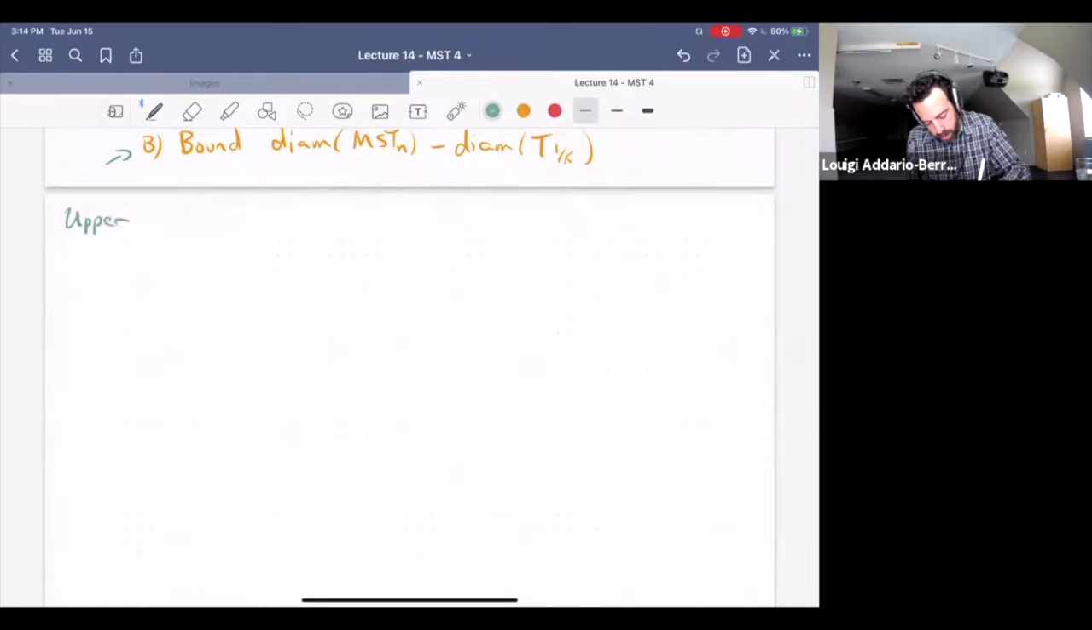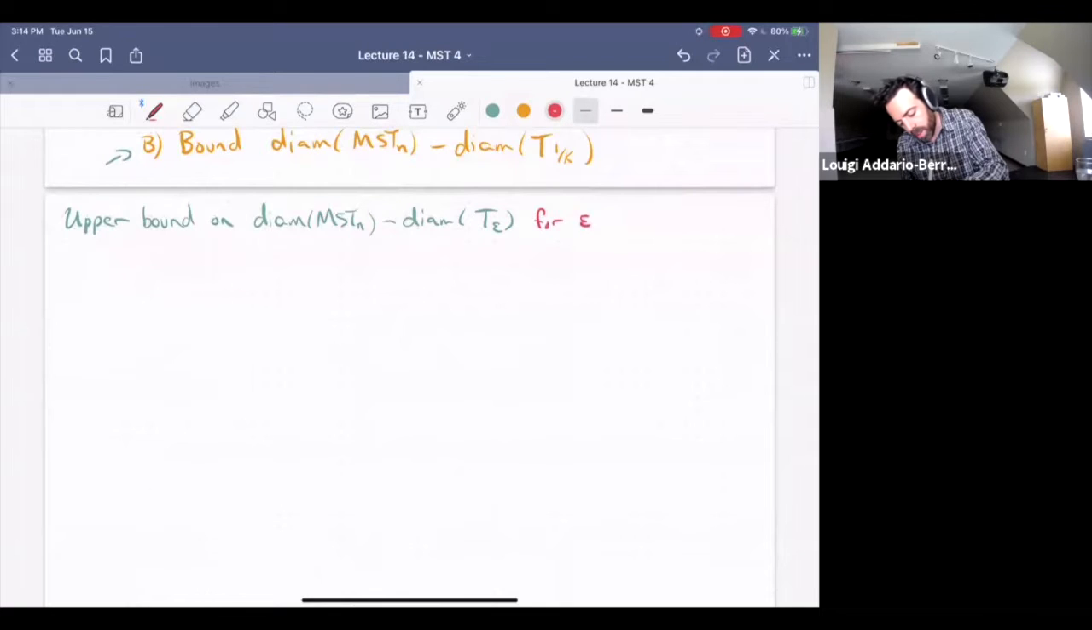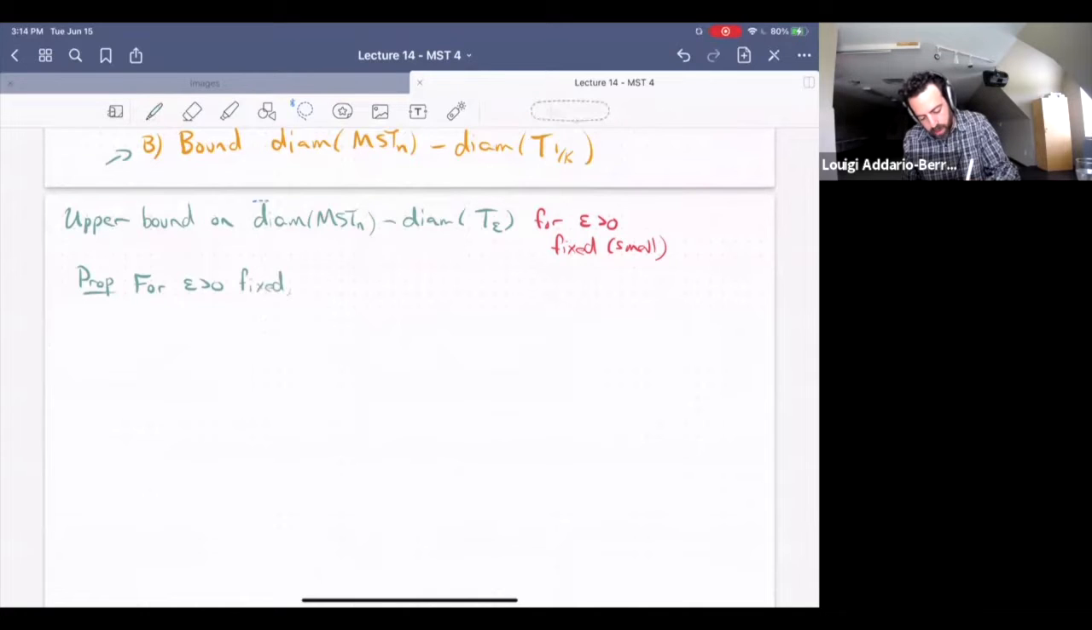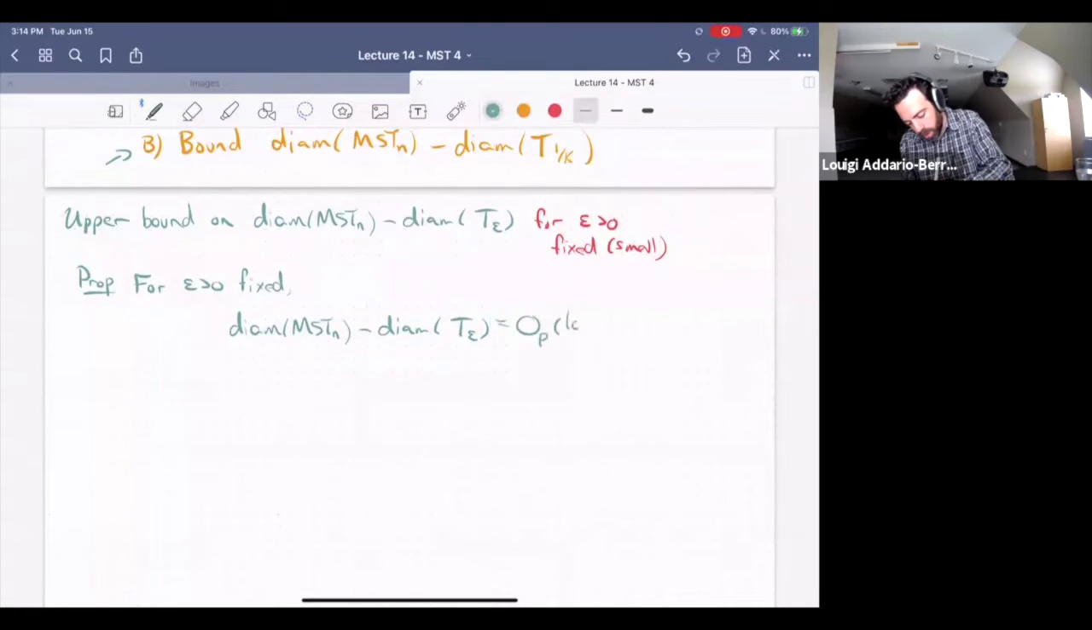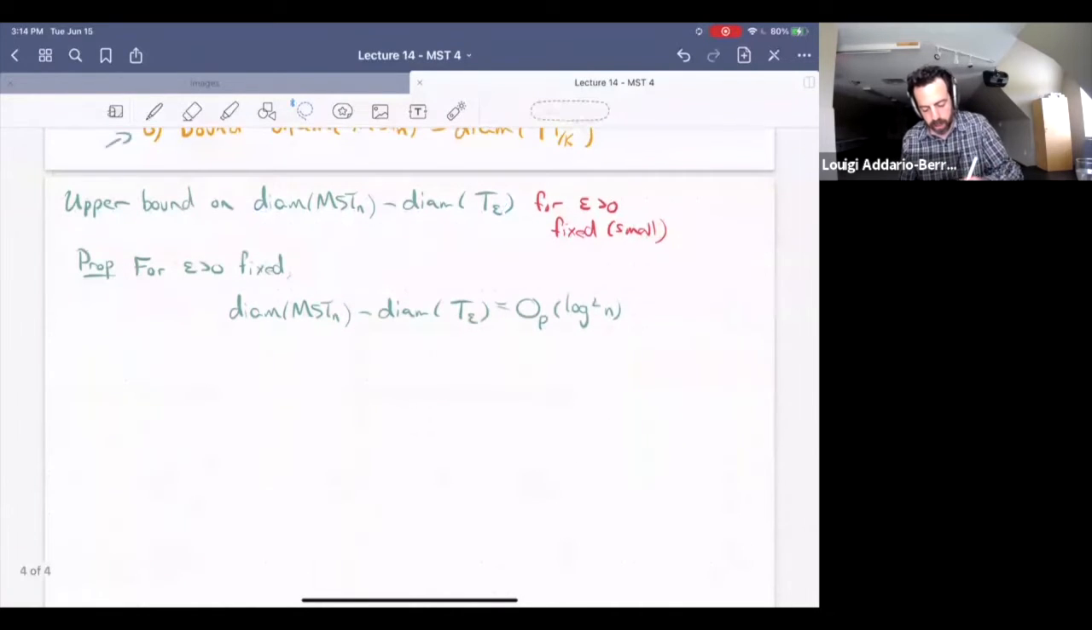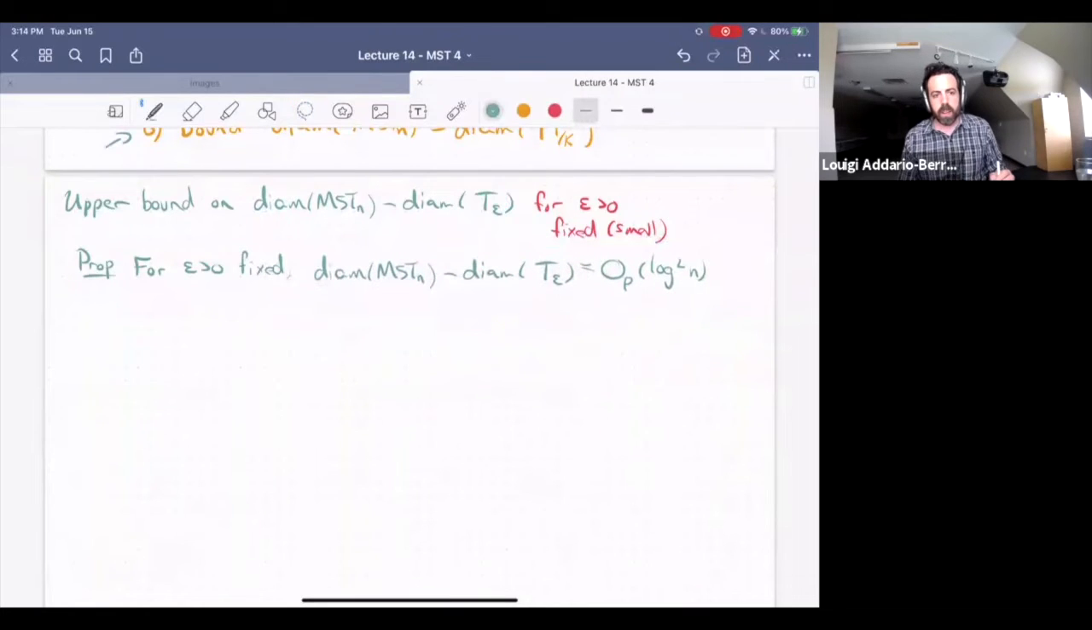So that's proving an upper bound on the diameter of the minimum spanning tree minus the diameter of T epsilon. Here epsilon is my 1 over k, so that's for epsilon fixed, and you can think of it as small. I'll show you that in this regime, for epsilon fixed, this difference is in fact polylogarithmically small. So this is at most log squared n. That's our target, and we're going to prove this by analyzing a variant of Prim's algorithm.